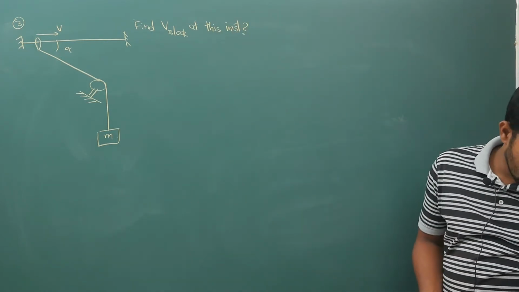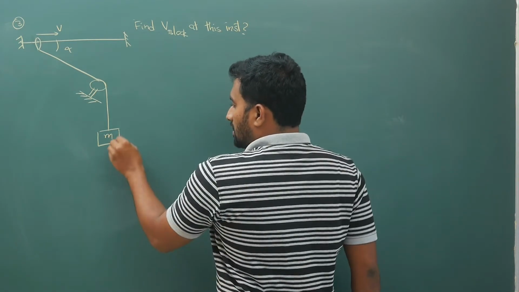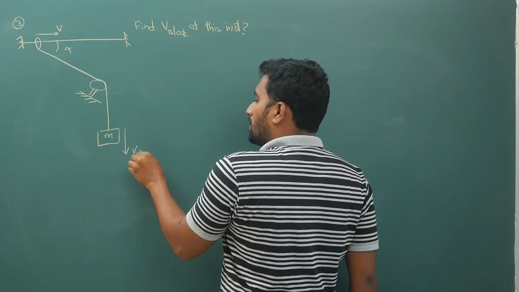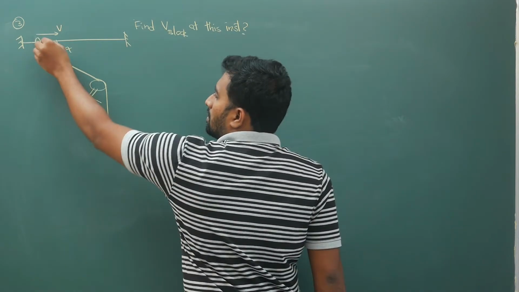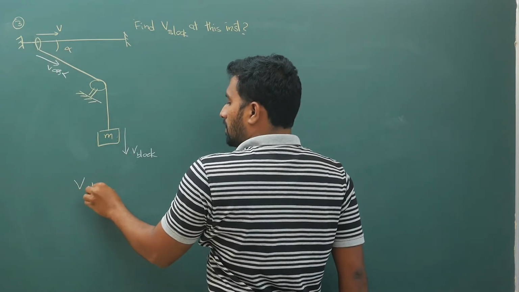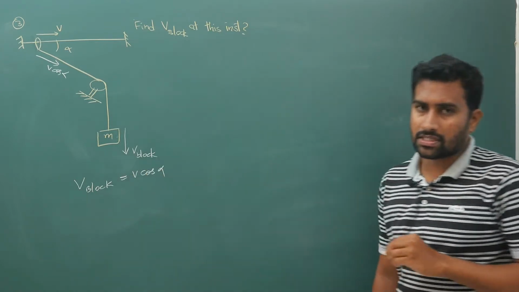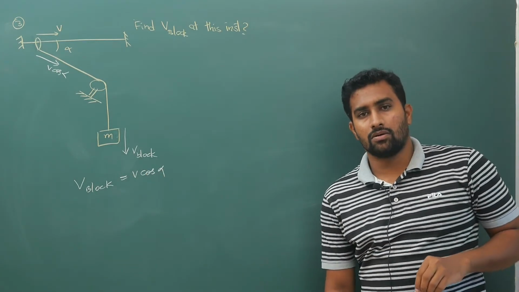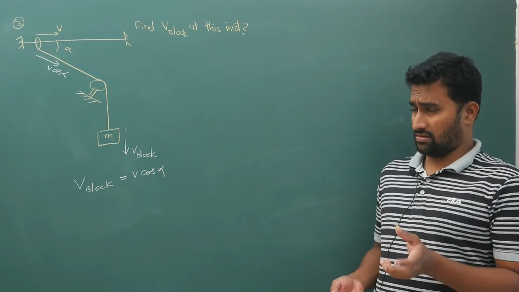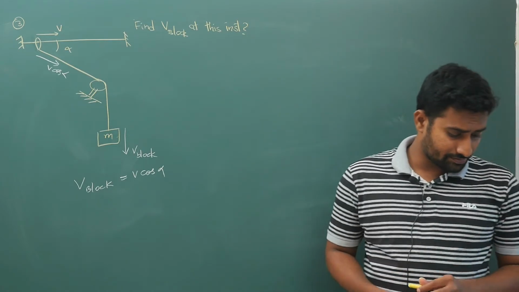So your answer is, directly, what will you do? This part anyhow comes down. So if this is the block, V block, if it is downwards, the velocity component along this direction is V cos alpha. So your V block is equal to V cos alpha. Simple questions only I am discussing in today's class. Later I will pick questions from different books, gather tough questions and upload that. Else this much is enough.